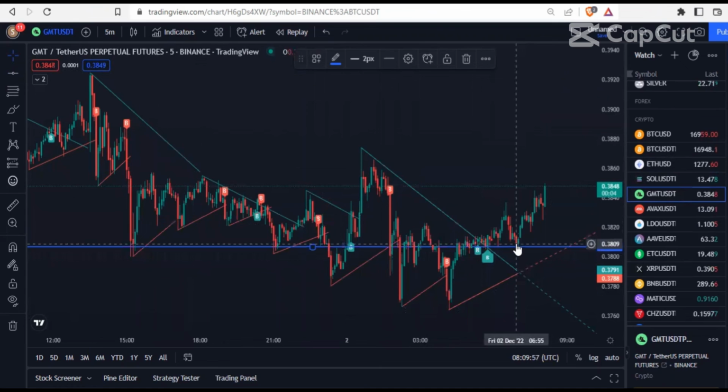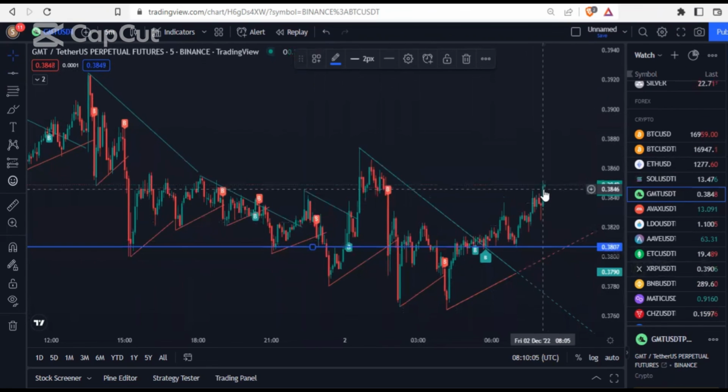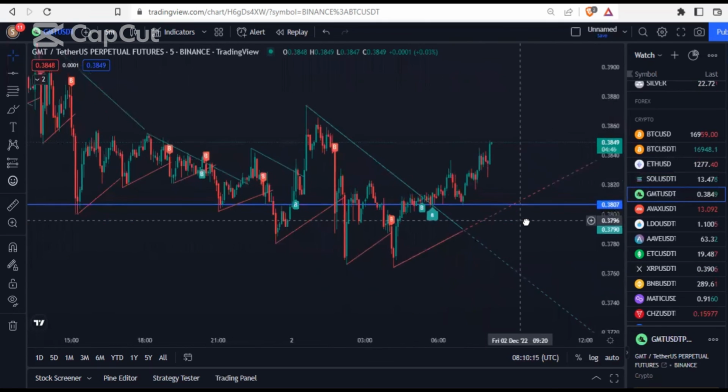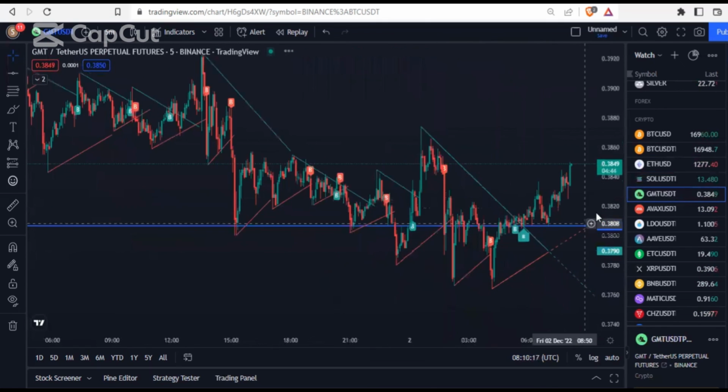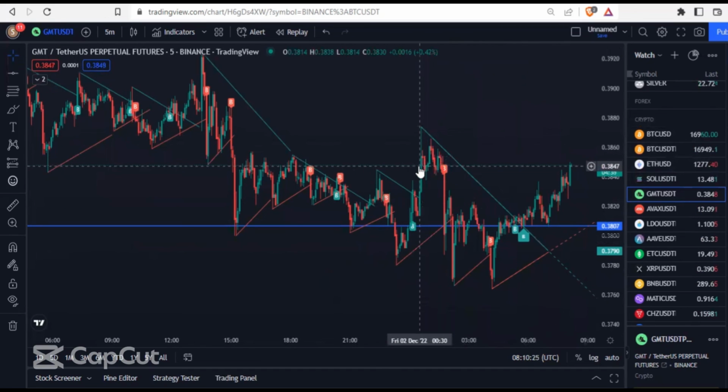See, if you have taken this trade at 0.38, by now you should be up to 0.3850. That is it. So with this, you can easily spot these little trades, and you can scalp them and take your profit, or you can also use it to take some long trades. I believe this indicator is helpful to you.